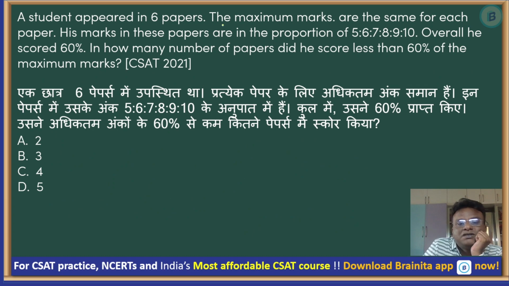A student appeared in 6 papers. The maximum marks are the same for each paper. His marks in these papers are in the proportion of 5:6:7:8:9:10. So every question paper has the same maximum marks, and whatever marks he got, they are in the proportion of 5:6:7:8:9:10. Overall, he scored 60%. In how many papers did he score less than 60% of the maximum marks? Now because we have been asked 60% of the maximum marks, let us assume that maximum marks are 100.